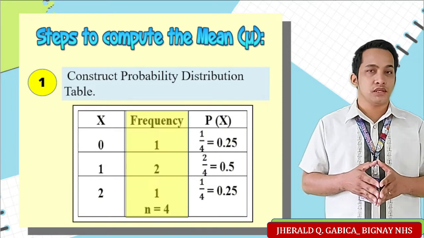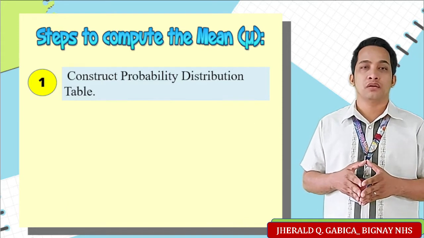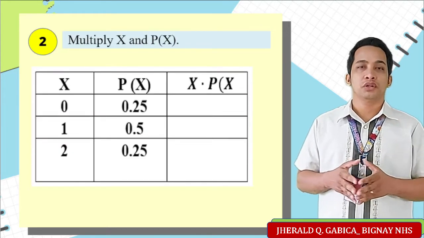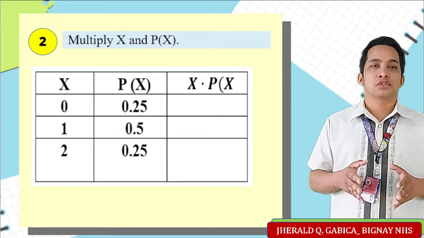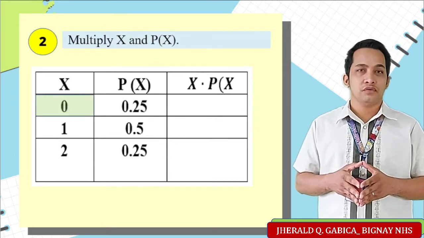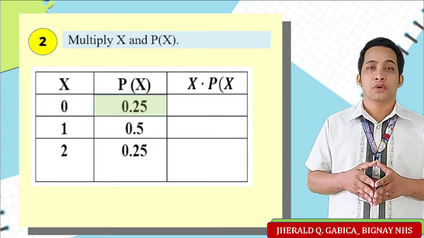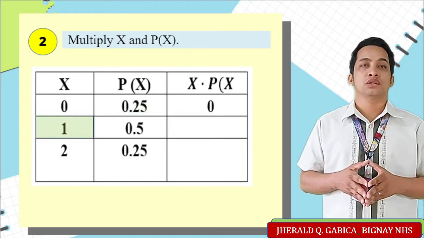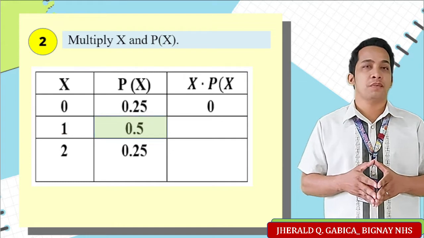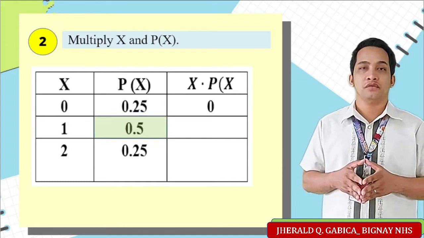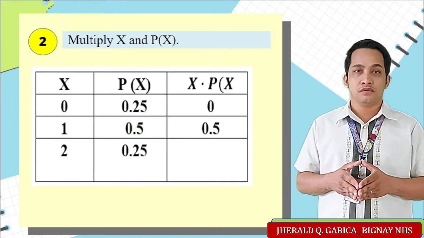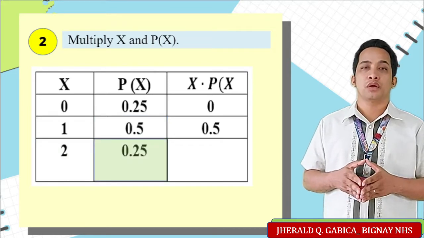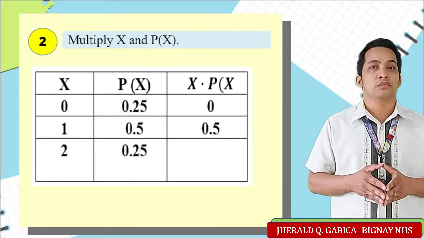For step 2, we simply add another column for the product of x and p of x. So our table looks like this. 0 times 0.25, the probability of x, the product of x and p of x is 0. For x equal to 1, times the probability 0.5, that is equal to 0.5. And for x equal to 2, times the probability 0.25, that is equal to 0.5.